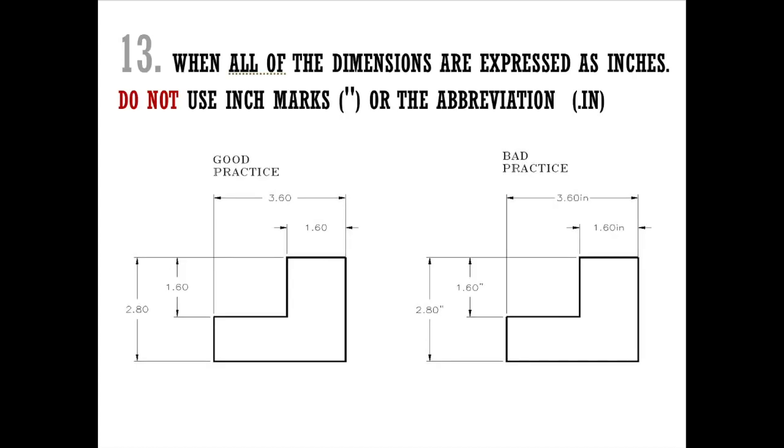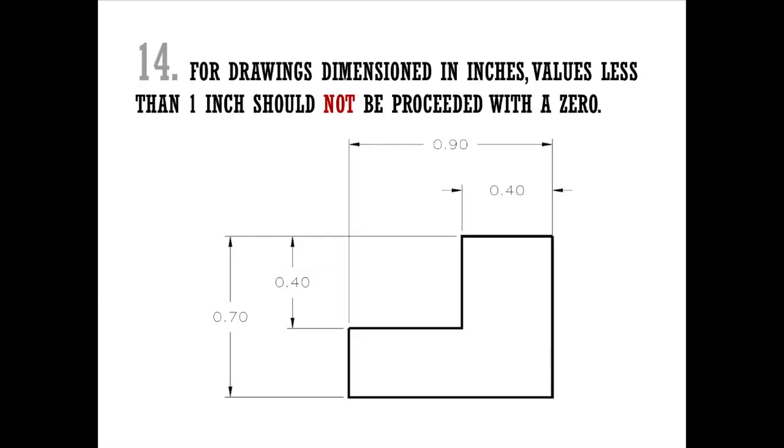Rule number 13, when all the dimensions are expressed as inches, do not use the inch marks or the abbreviation IN. So that will be stated in your title block. You don't need to write it after every number. That would just be a lot more work for you. Plus, we're trying to simplify it down and make it easier to read.